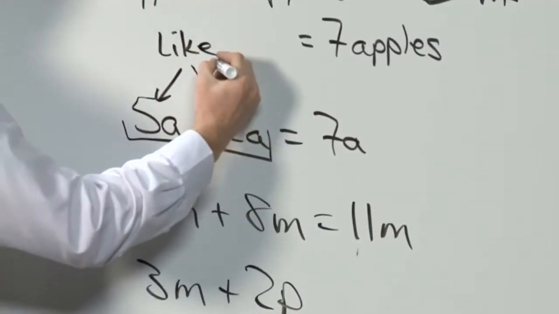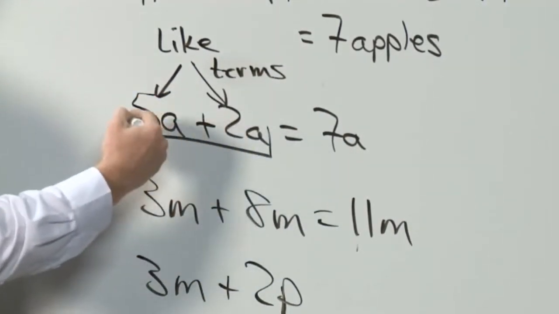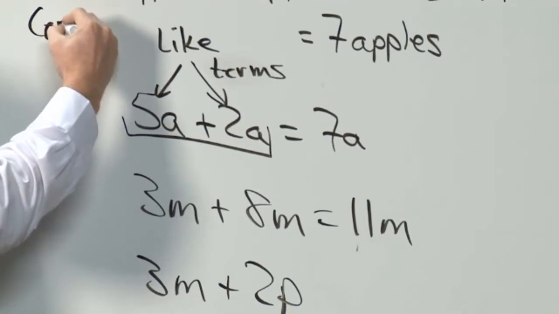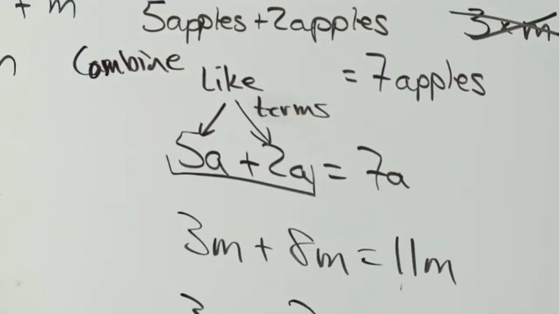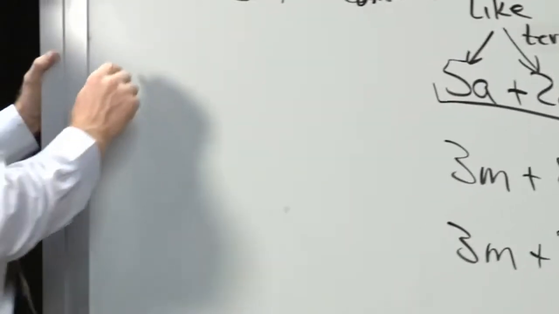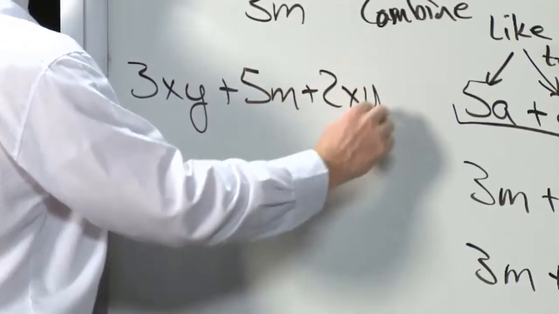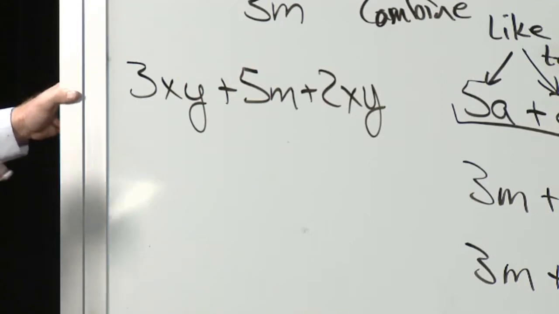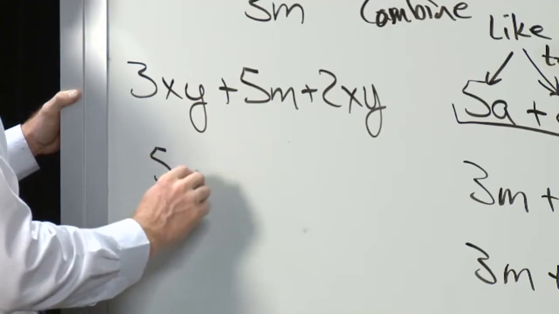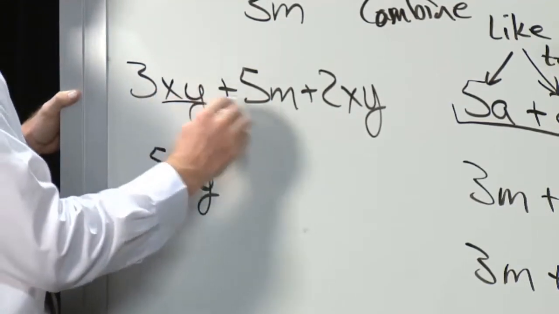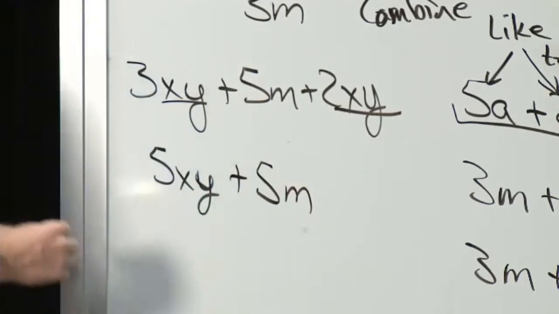They call them like terms, and you combine them together, they call it combining like terms. You put those two together and you put it like that. So, do something that's way out here. You have 3xy plus 5m plus 2xy, and I say simplify that. Put it together. This is how you do it. You take this guy and that guy, and you'd have 5xy, because they're exactly alike. You have 3 of them, 2 of them, that's 5 of them. That's how we combine like terms.